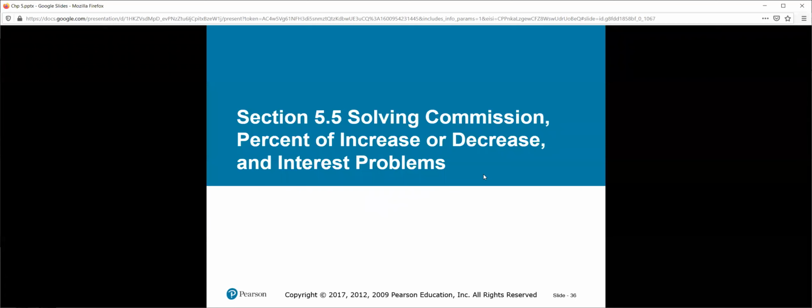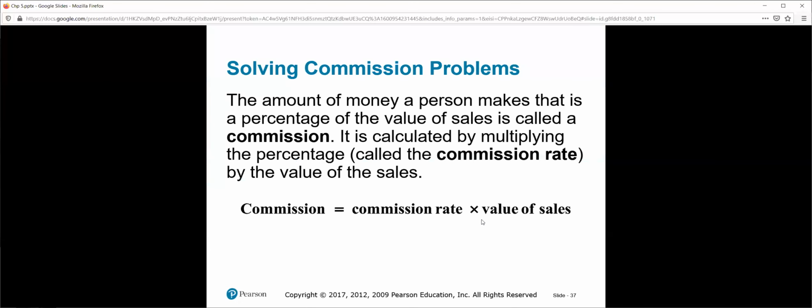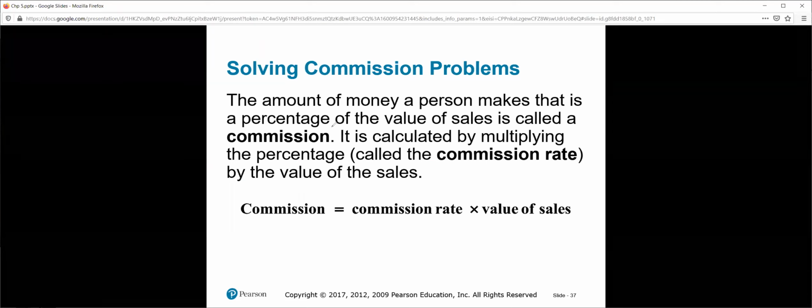Cool. Approaching the end of the slides here, section 5.5, solving commission, percent increase or decrease, and interest problems. Again, we're just going over different variations of the same equations, right? That should look familiar to you. Different forms of percentage problems. Cool. Solving commission problems. The amount of money a person makes that is a percent of the value of the sales is called a commission.